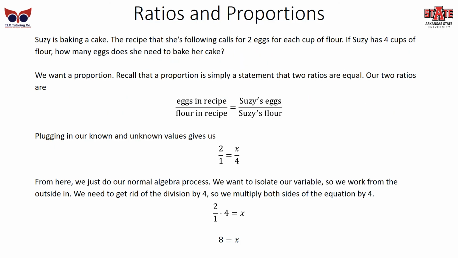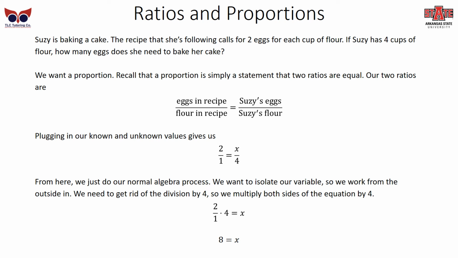So let's talk about Susie baking a cake. The recipe she has calls for 2 eggs for each cup of flour. Well, she sees she has 4 cups of flour and she'd like to use it all. How many eggs does she need? So this is a proportion. Recall, a proportion is just a statement that two ratios are equal. So our two ratios are eggs in recipe over flour in recipe is equal to Susie's eggs over Susie's flour. Notice the eggs are both on top and the flour is both on bottom. We plug in our known values and we see that 2 to 1 is equal to x to 4.